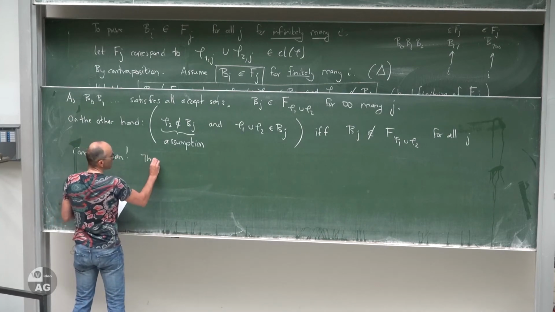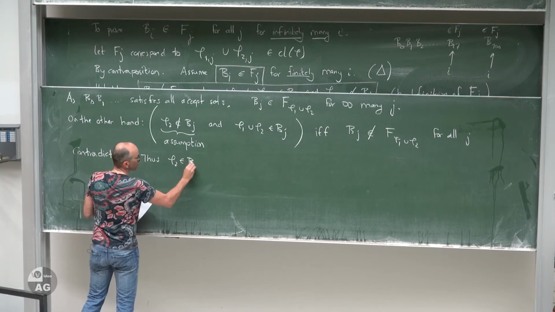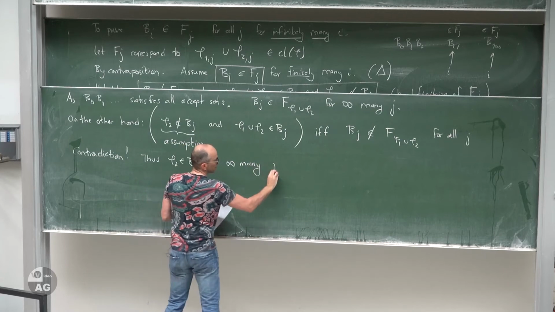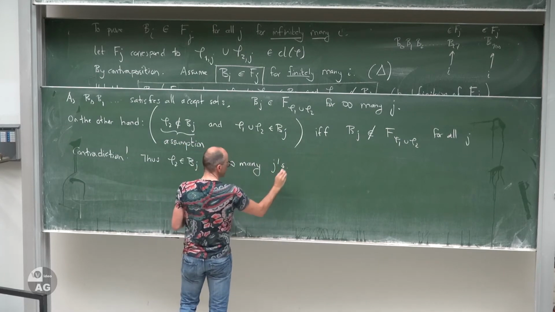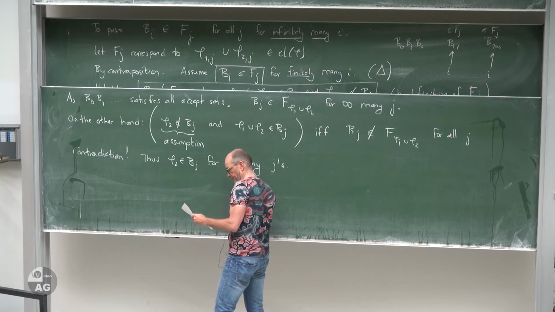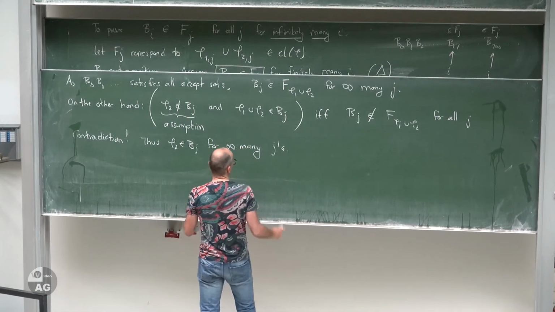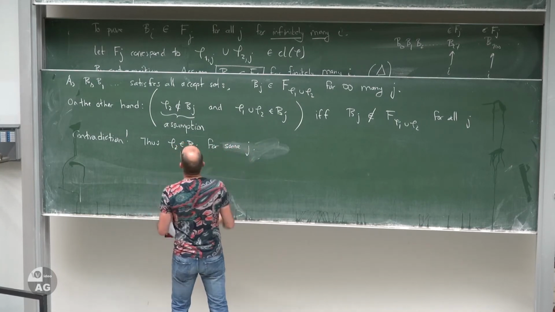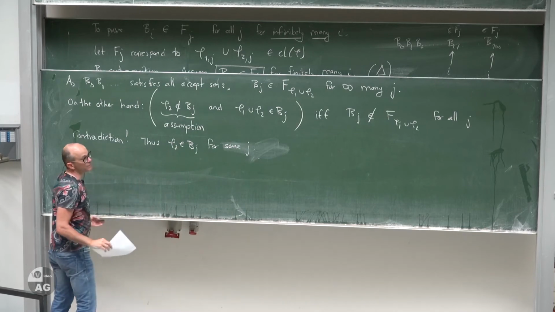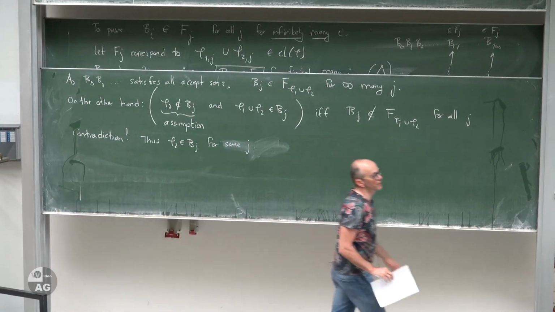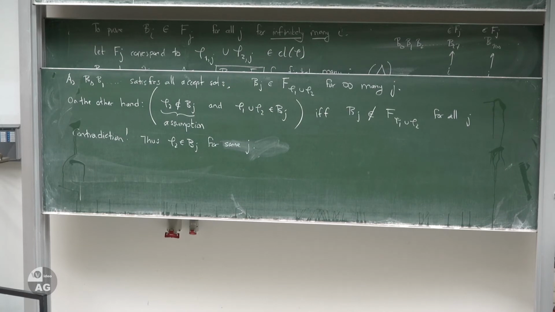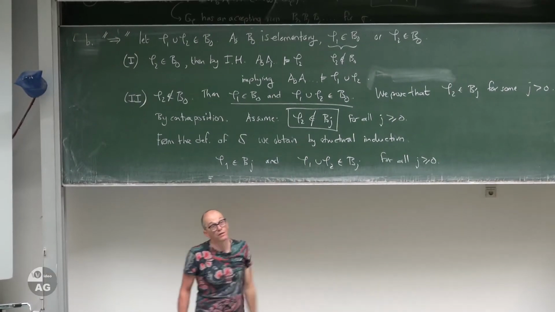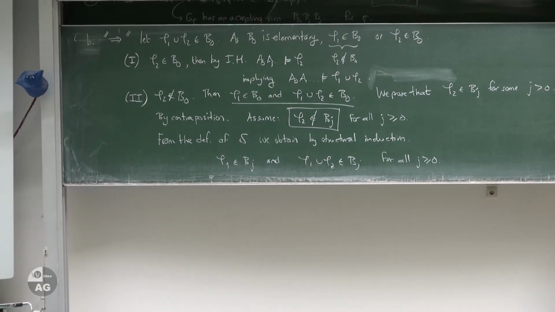So phi2 belongs to Bj for infinitely many j's. For some, sorry. Yeah, because this was the assumption. The assumption was that for all j, this is not the case. We have now found a contradiction, so it means that there is a j for which this is not true. Therefore, for some j.